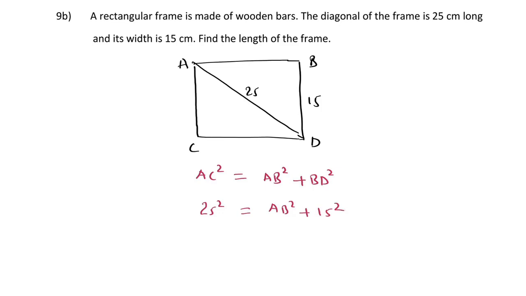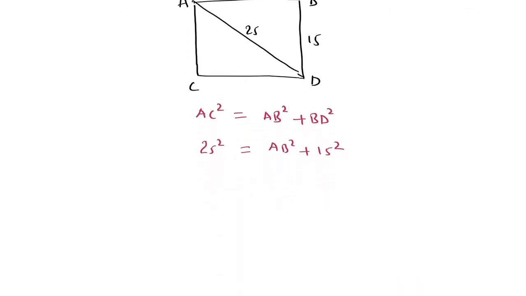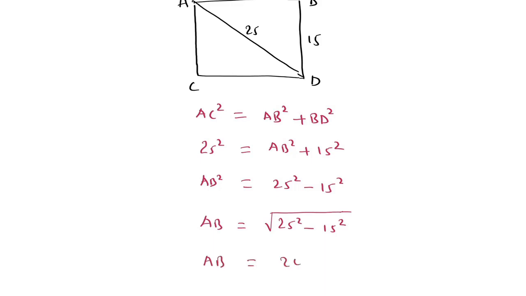Okay, so now let us make AB squared the subject. Then our equation is going to be AB squared equals 25 squared minus 15 squared. Next we are going to apply the root both sides. Then our equation is going to be AB equals under root 25 squared minus 15 squared. Solving this, we are going to have AB equals 20 centimeters. And this is the length of the frame.